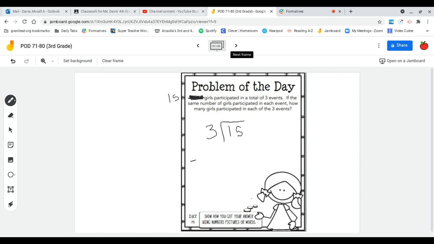Well, I can think of this like a multiplication problem. 3 times how many equals 15? 3 times 5 is 15, so that would be the answer to that problem. 5 girls in each event.